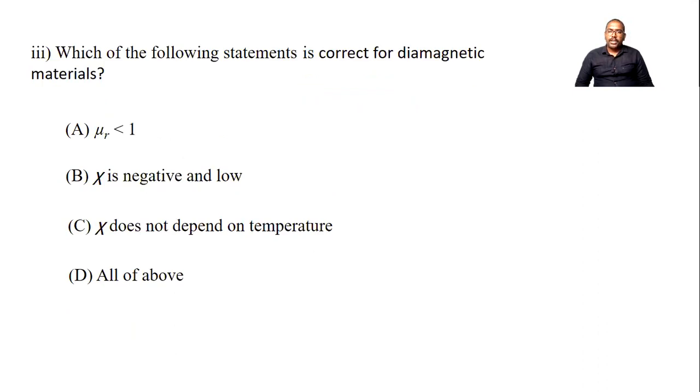Which of the following statements is correct for diamagnet? We are talking about diamagnetic material. So for diamagnetic material, relative permeability is less than 1, it is right. Susceptibility is negative and low, this is also right. Susceptibility does not depend on the temperature. So this is also right. So all of the above, this is the correct option for this question.